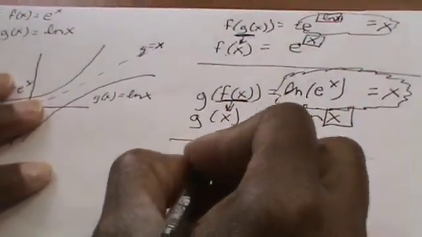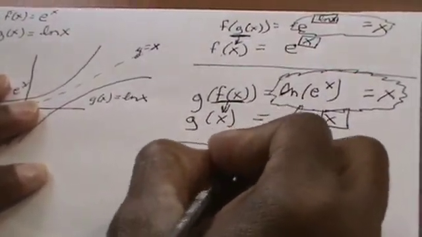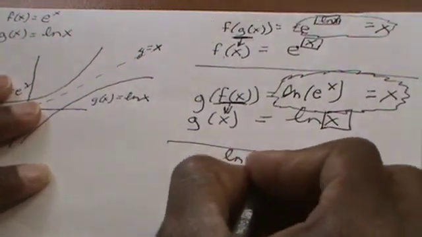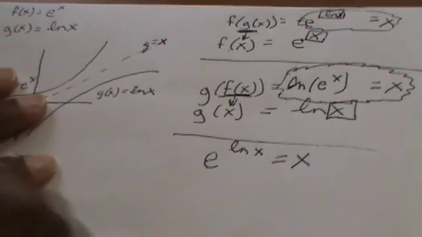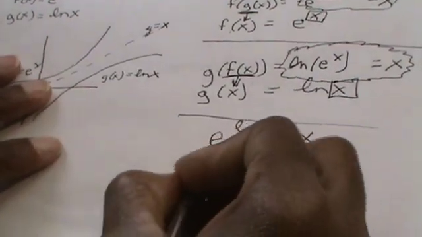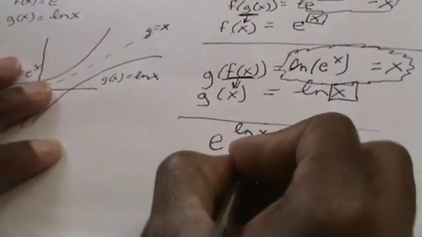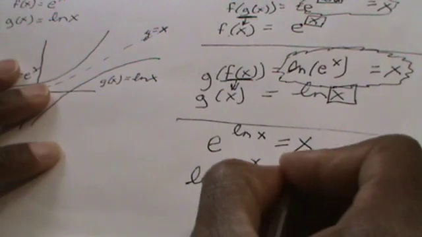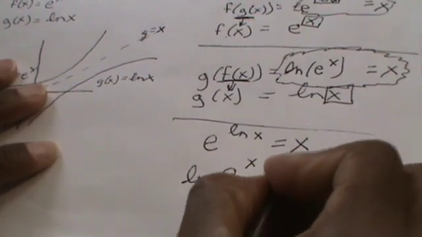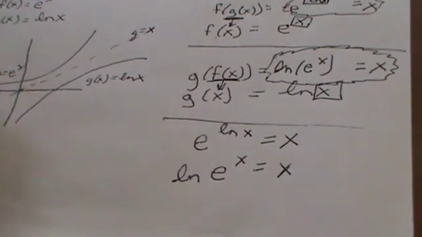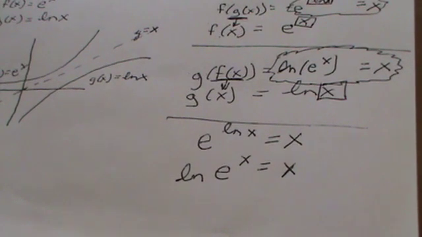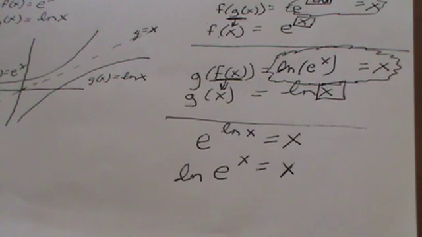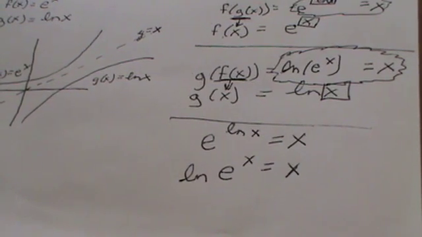When I have e raised to the natural log of x, this will just give me my variable x. And when I have the natural log of e to the x, this will just give me my variable x. This is a really good spot to be in, because now we can start thinking about what happens when we throw numbers or functions into something of this sort.